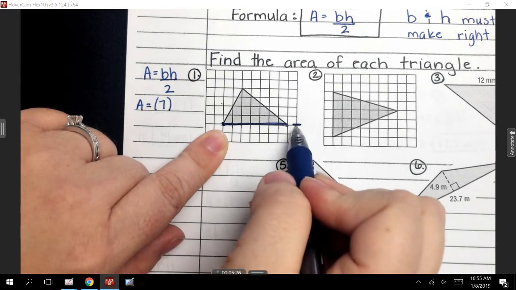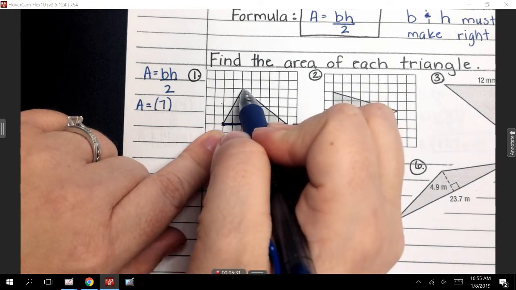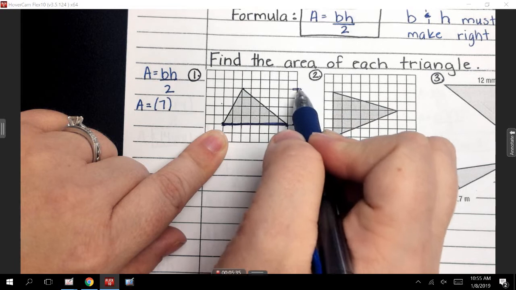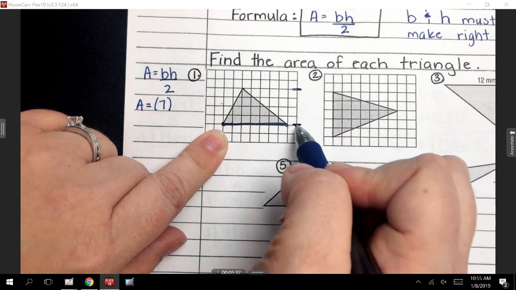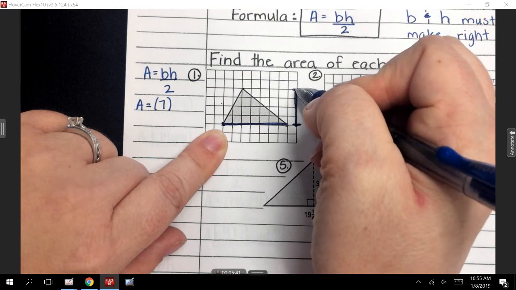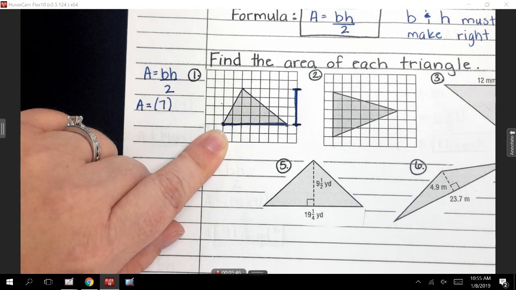So here's where my base is. I went over here and marked it. Now let's go to the very tip top of that triangle, and then we're going to go over to the side, and we're going to mark that as well. So now I have a line going from the bottom to the top. And do y'all see that line that I'm creating? That line right there goes from the bottom to the top of the triangle. Do y'all agree with me? If I go from the bottom to the top, isn't that the height?